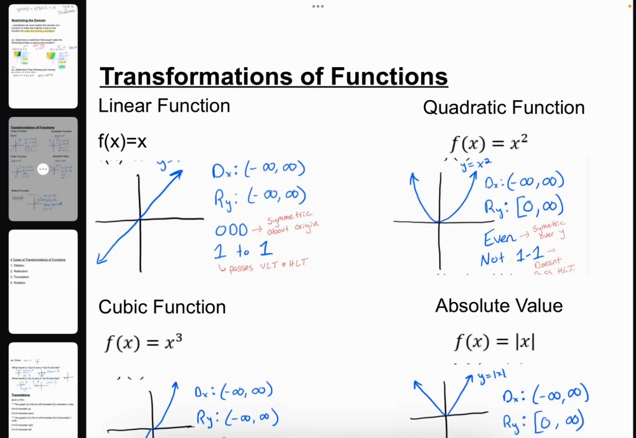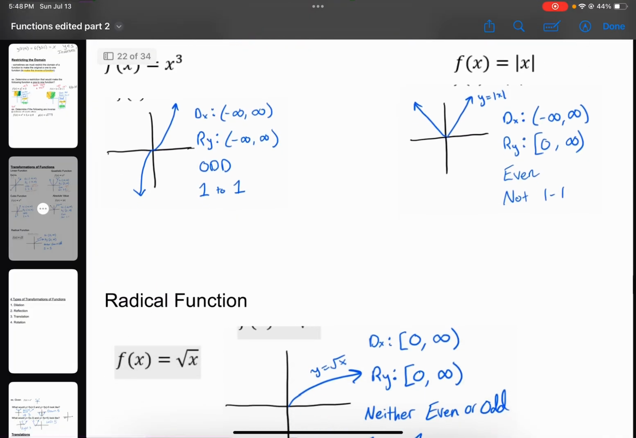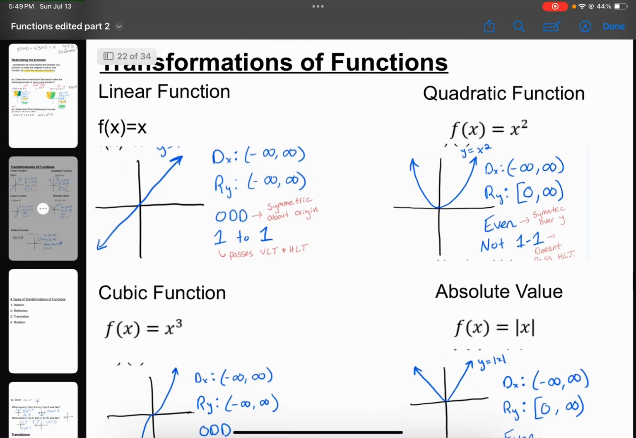Okay, next we're going to talk about transformations of functions. So we're just going to become familiar with some parent functions. These are functions that we kind of model transformations off of. First we have just a linear function, y equals x. We kind of just talk about this because it's the reflection over the inverse function.